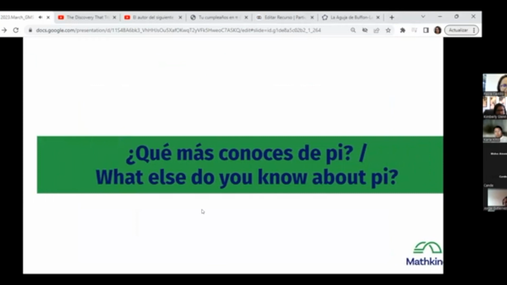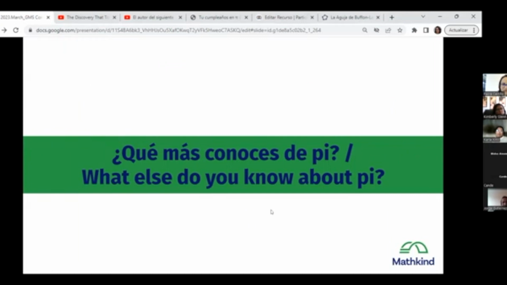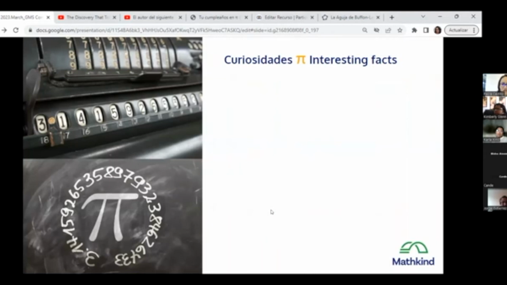What else do you know about pi? Any idea? Anything interesting, interesting facts besides this one? Anything interesting that you know about pi?